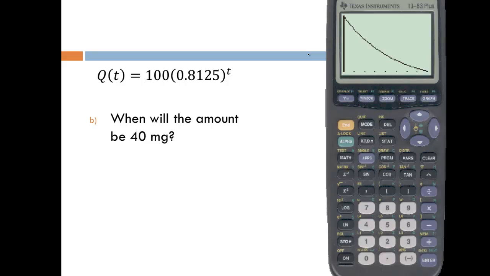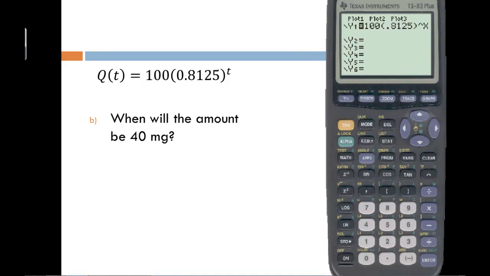When will the amount of the drug be 40 milligrams? Let's go back to our y equals screen and put in 40 for y2. We have our exponential decay graph. We want to find where it intersects the line y equals 40, which we can do by going into the calc menu and selecting number 5 for the intersection. And we can just select the first curve, the second curve, and the guess by pressing enter each time. So we get an intersection that's 4.41 and y is equal to 40.